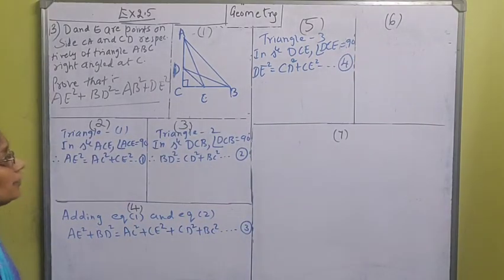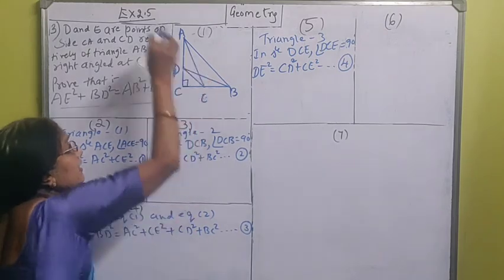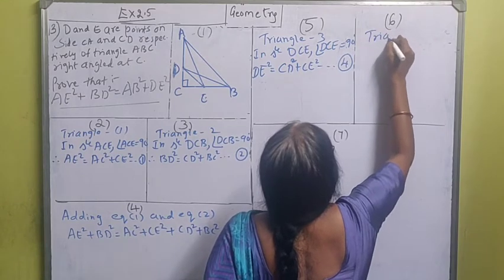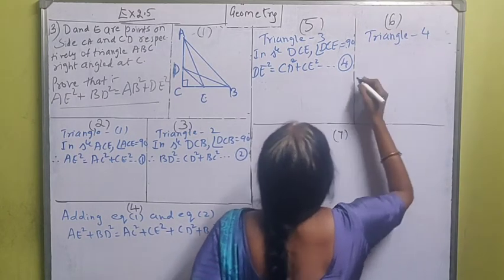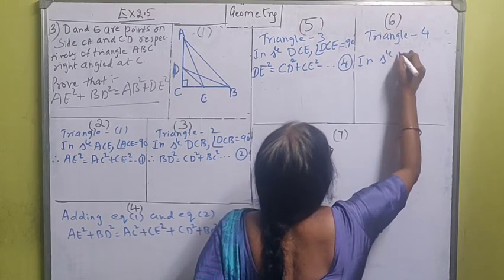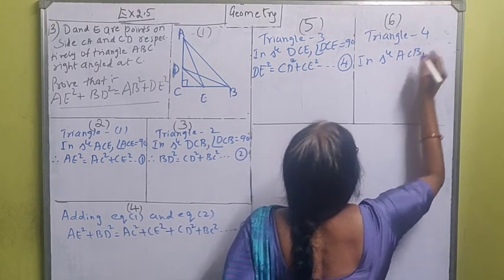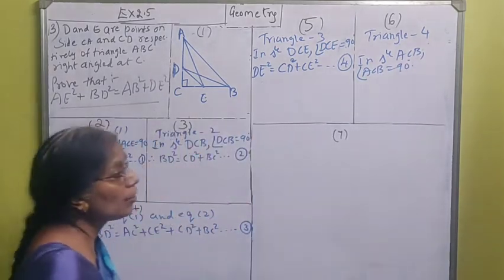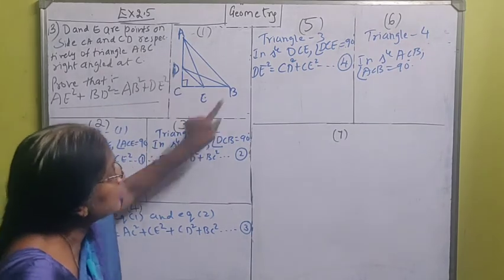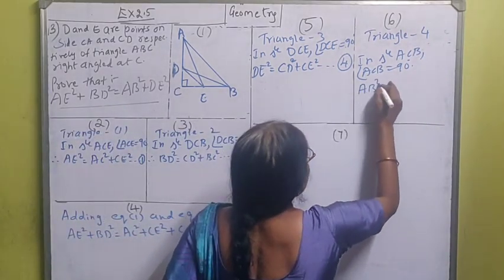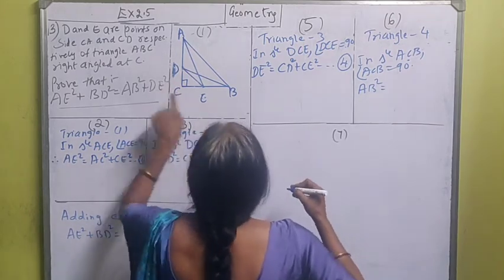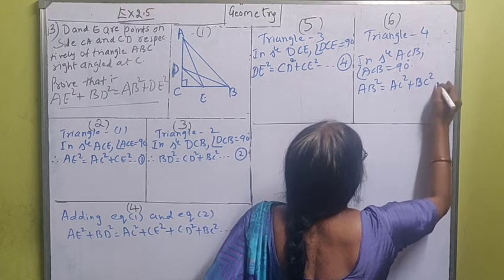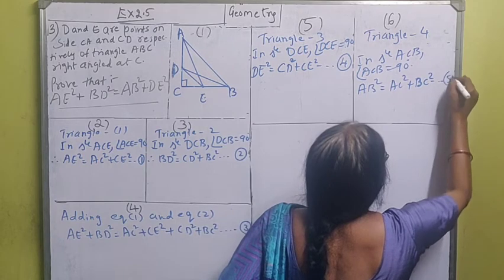Now we go to the next triangle ACB, that is the given triangle where angle C is 90 degree. So that is your triangle number 4. In triangle ACB, angle ACB is equal to 90 degree. So apply your Pythagoras theorem, the hypotenuse is AB. So you get AB square is equal to AC square plus BC square. This is your equation number 5.